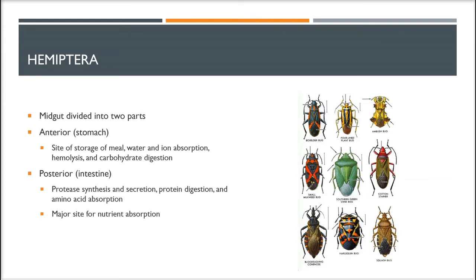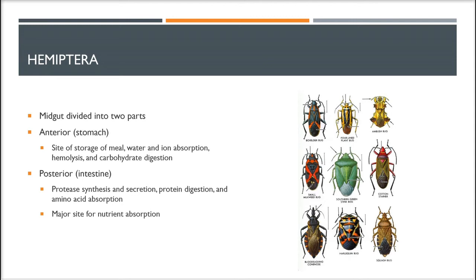Hemiptera. The hemiptera, or true bug's, midgut is divided into two parts: the anterior, which is the stomach, and the posterior, which is the intestine. The anterior portion is not involved in protein digestion and absorption. Instead, this is the site where food is kept as storage. Water is excreted from the hemolymph through the kidney, and the ions are kept as spheroids. These spheroids dissolve and are released back into the hemolymph.